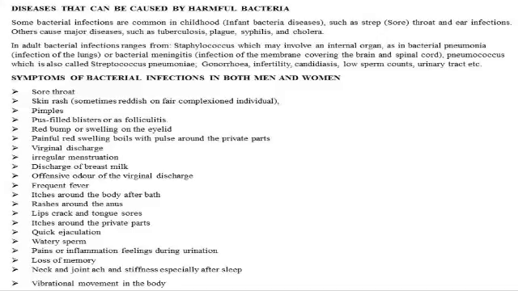In adults, bacterial infections range from staphylococcus, which may involve an internal organ, as in bacterial pneumonia, infection of the lung, or bacterial meningitis, infection of the membrane covering the brain and spinal cord. Pneumococcus, which is also called Streptococcus pneumoniae. Gonorrhea, infertility, candidiasis, low sperm count, urinary tract infections, and so on.